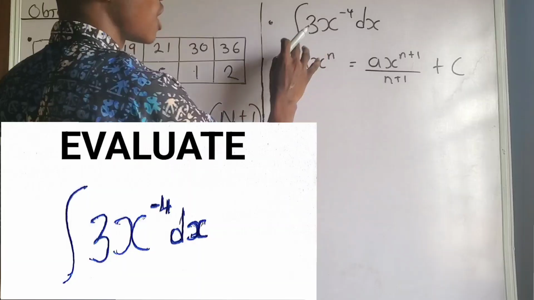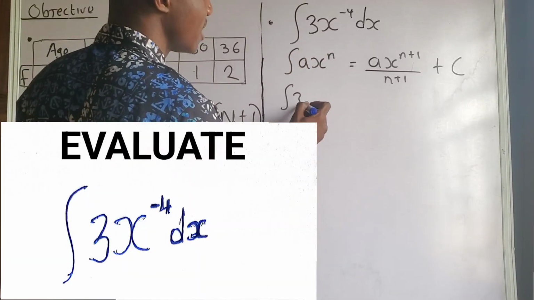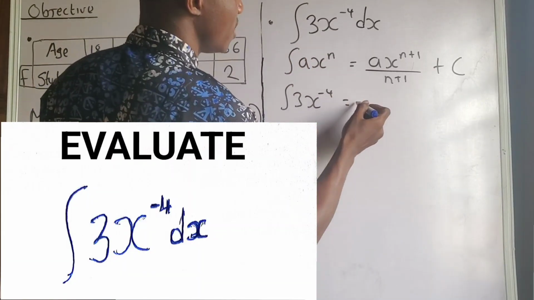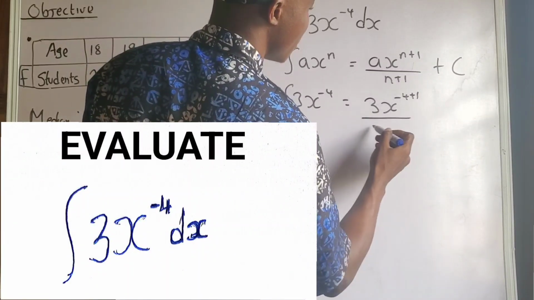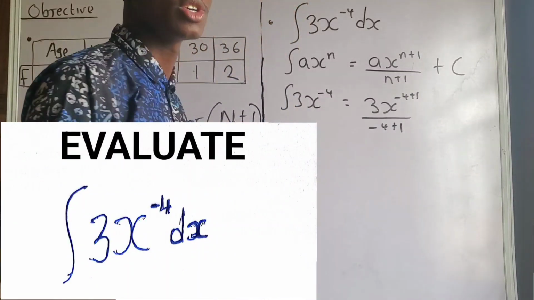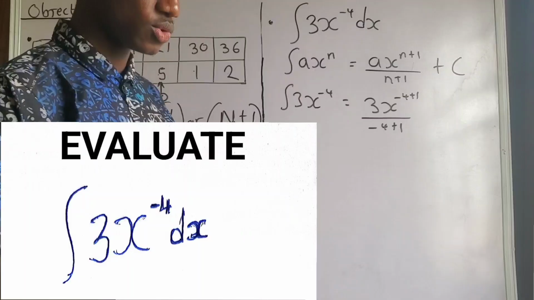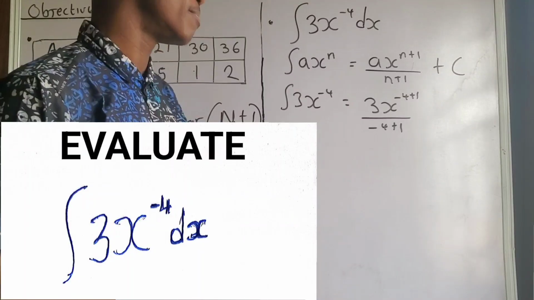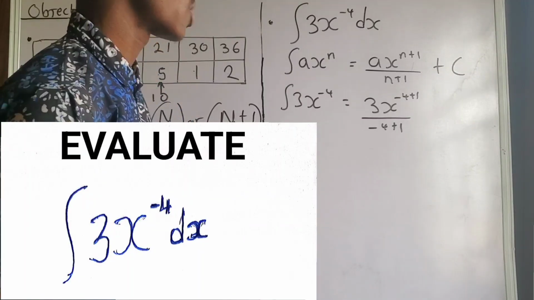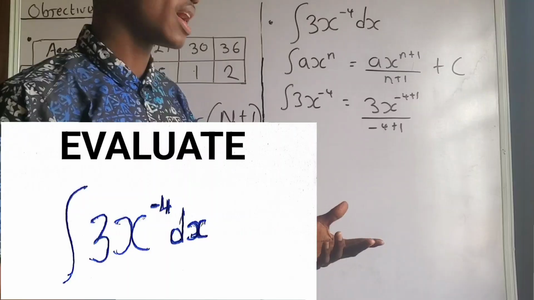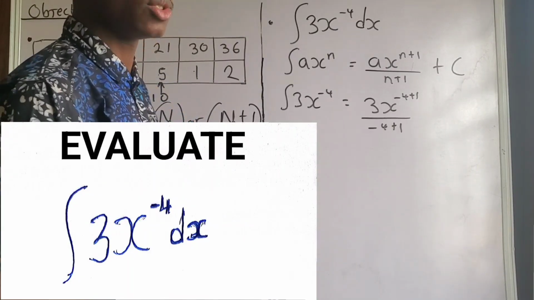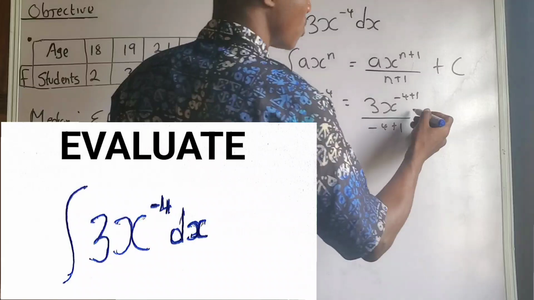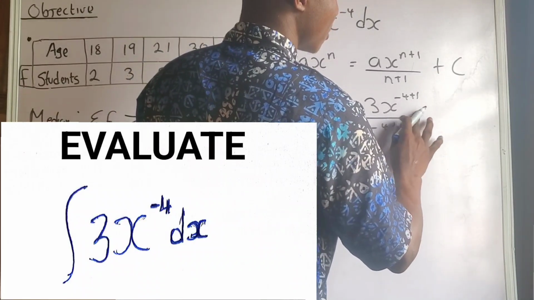So the same thing you are going to approach here. The integral of 3x raised to the power of negative 4 will be 3x raised to the power of negative 4 plus 1 all over negative 4 plus 1. That is, you are going to add 1 to the power and you are going to divide by the power. Add 1 to the power, divide by the power. You understand?